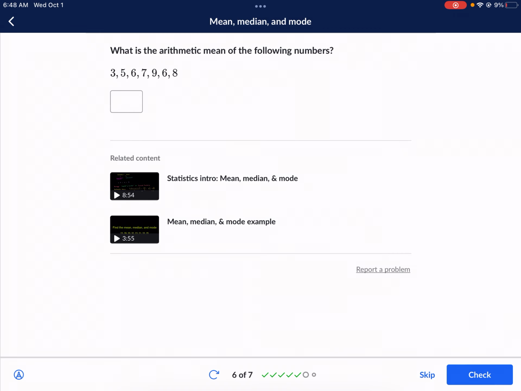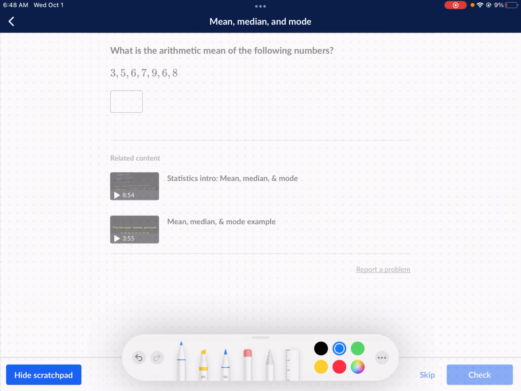2 more to go. The mean. So we're going to have to add these all together. Let's come up with a good system here. So I have 8 and 7, that's 15, plus another 5, that's 20, plus another 9 and 6, that's another 15. So that takes us to 35. Plus 6 is 41, and then plus 3 is 44.